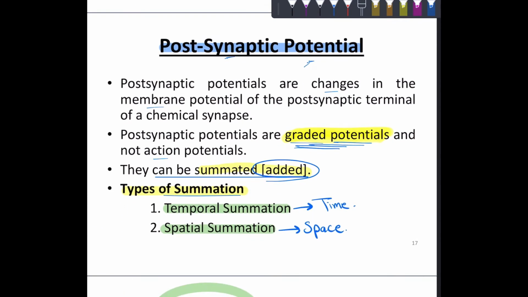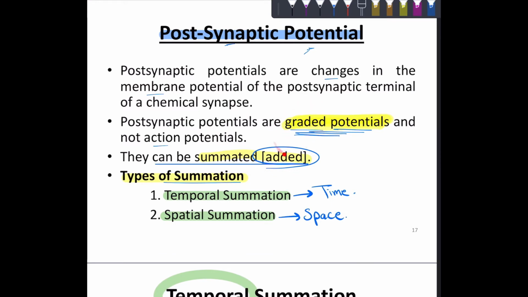The post-synaptic potential اللي تكلمنا عنه تو، فقط overviewing again and again, that the changes in the membrane potential of the post-synaptic second neuron of chemical synapse. The second neuron post-synaptic potentials are graded potentials, not action. But when we add them up, one graded potential plus one graded potential plus one, this summation, this adding up could equal an action potential.